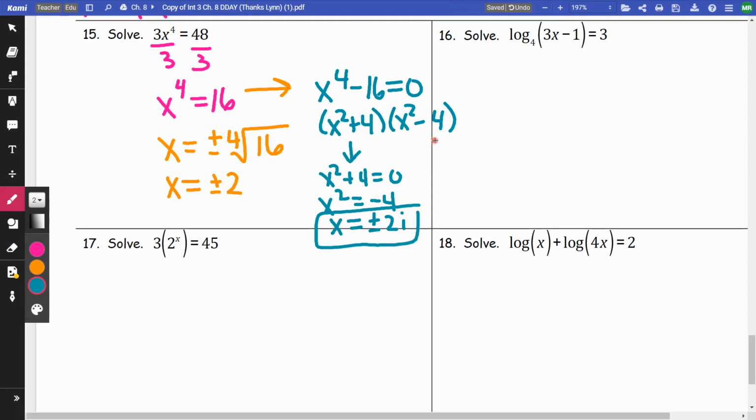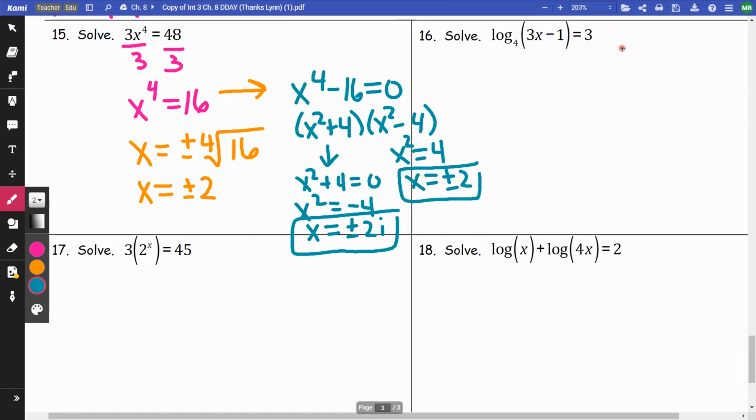This here is going to be what I got when I solved it the other way. So that's going to be x squared equals a positive 4, and that's going to give me my positive and negative 2. So I do want to make sure I factor it in this form, or I'm going to lose my imaginary. This is only going to give me my real solution. So these are my 4 solutions.